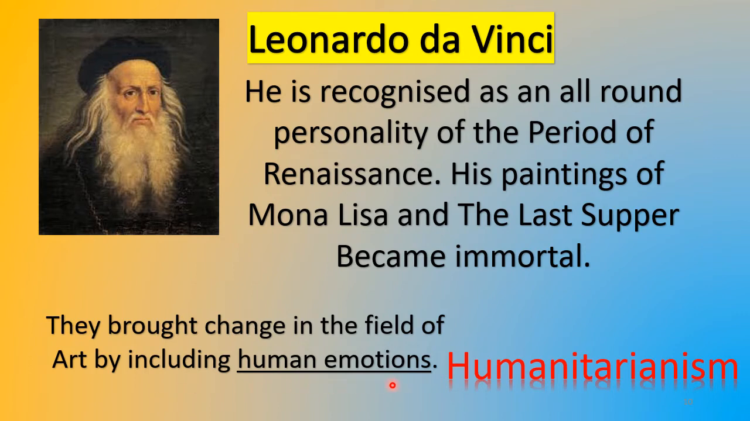So children, Leonardo da Vinci was very faithful in humanitarianism. Humanitarianism. What does this term mean, children? Giving importance to humans and human emotions was the change that was brought, like treating each other as human beings, not to see he's rich or he's poor. Every person is equal, everyone is equal. So this was the change that has been brought.